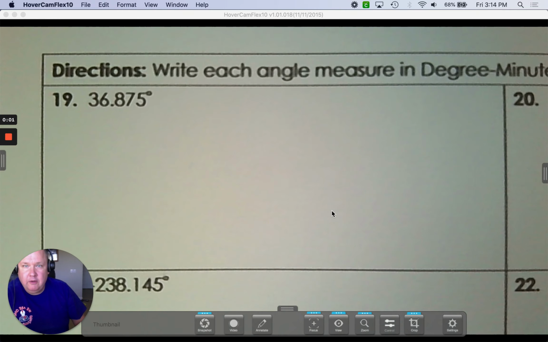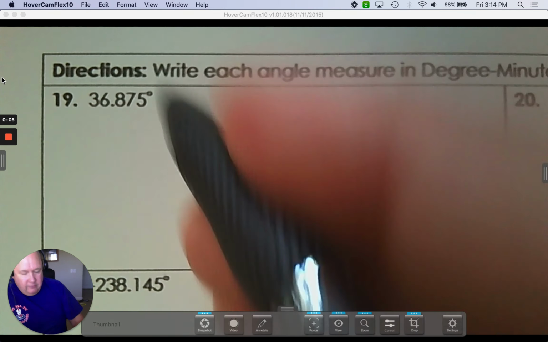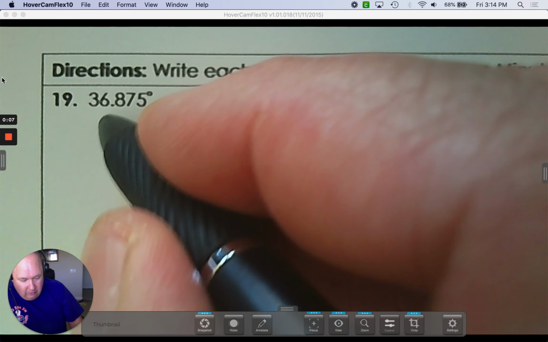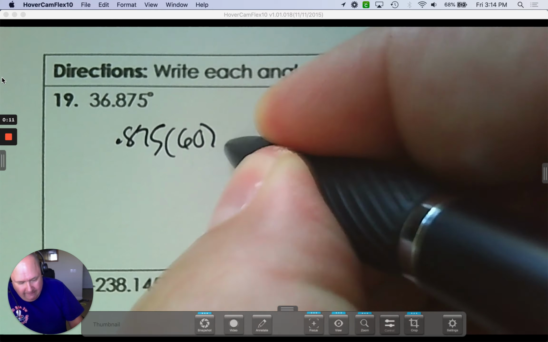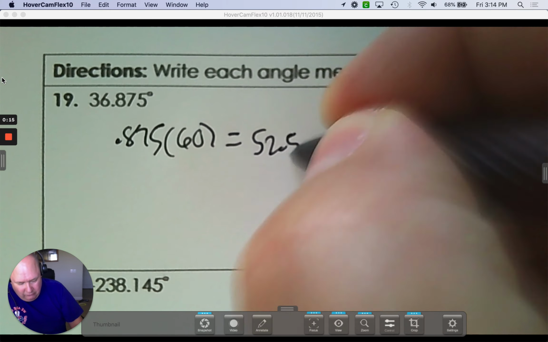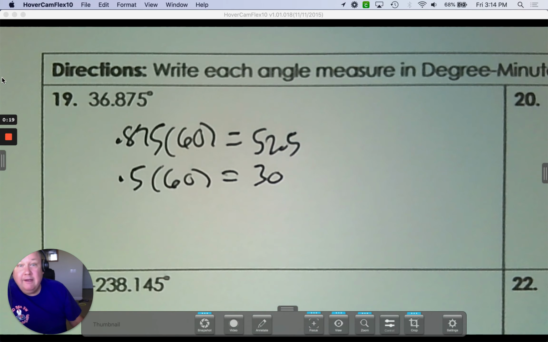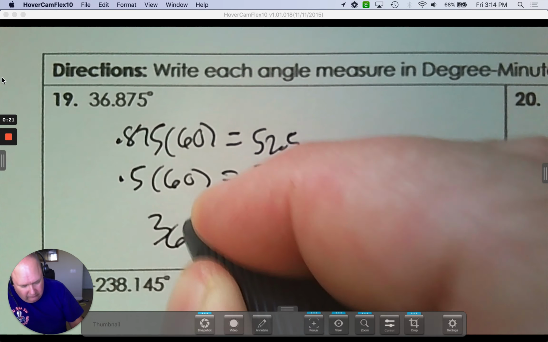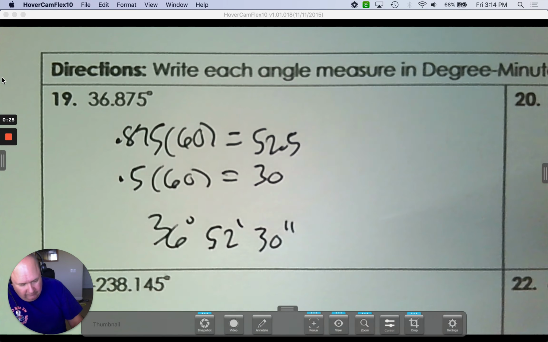This is your homework on degrees, minutes, and seconds. So how do I convert that to degrees, minutes, and seconds? So we already have 36 degrees. So we focus on 0.875 and multiply it by 60. 52.5. Take the decimal again, 0.5, and multiply it times 60. That's 30. And then we write it out. So it's 36 degrees, 52 minutes, and 30 seconds. That's how you convert it.